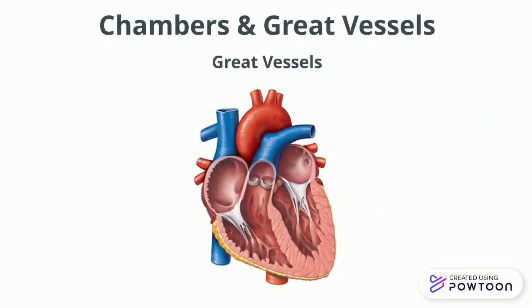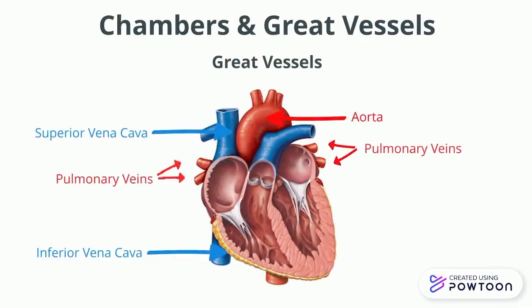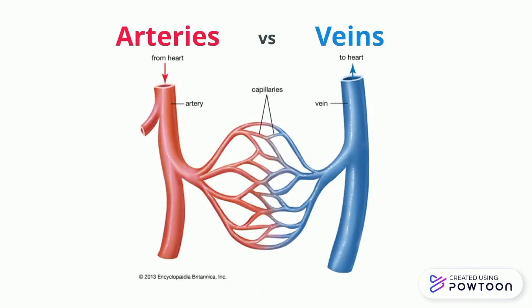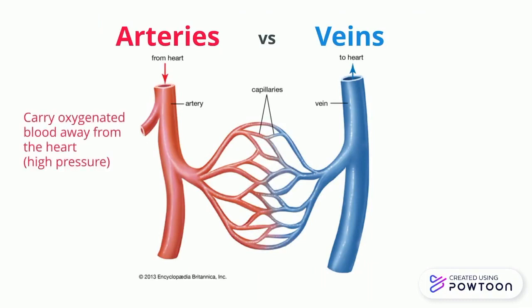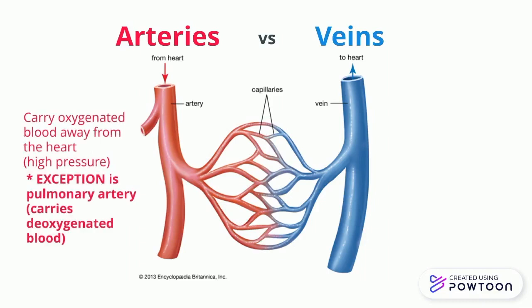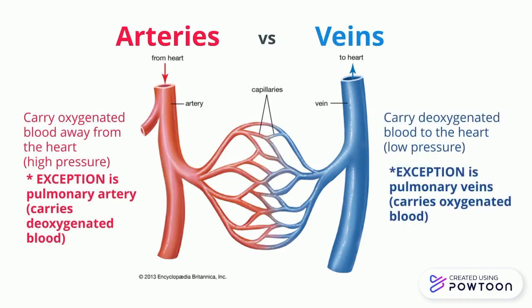The heart's great vessels include the superior and inferior vena cava, aorta, pulmonary veins, and the pulmonary trunk. So what's the functional difference between arteries and veins? Arteries carry oxygenated blood from the heart towards the body at high pressure. Veins carry deoxygenated blood from the body to the heart at low pressure.